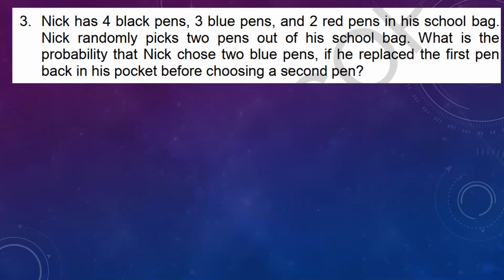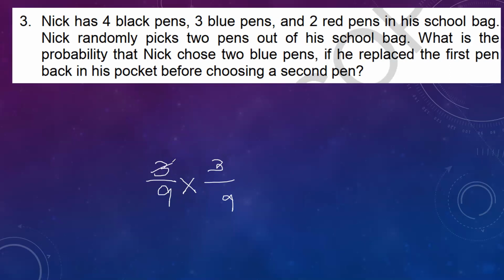Ang gusto niya ay 2 blue pens. So, anong probability ng unang blue pen? 3 over 9. Times, ano ang probability ng pangalawang blue pen? 3 over 9 pa rin po, kasi binalik naman, pinaltan naman niya. So, 3 over 9 times 3 over 9.